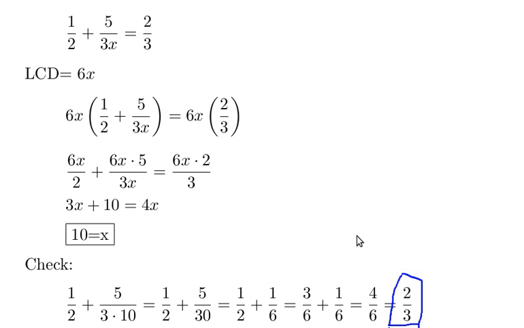And more importantly, we know that we never end up dividing by 0, because that's what we want to watch out for. That would mean that we don't have a valid solution.